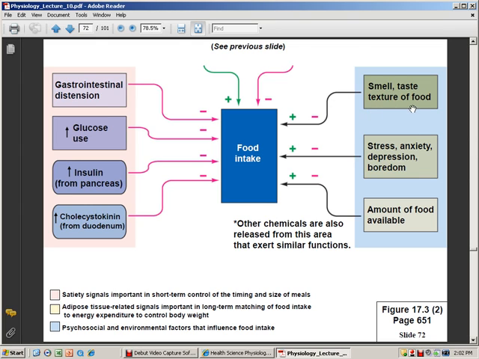Anybody ever been turned off by the texture of food? Bananas, sushi, etc. Right? Stress, anxiety, depression. You ever had one of those days when you just feel so down that you want a piece of chocolate cake? You ever had one of those days where you feel so down you can't even eat? So it can go either way.